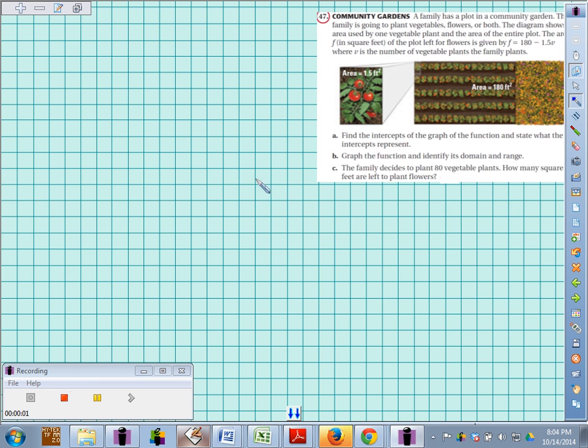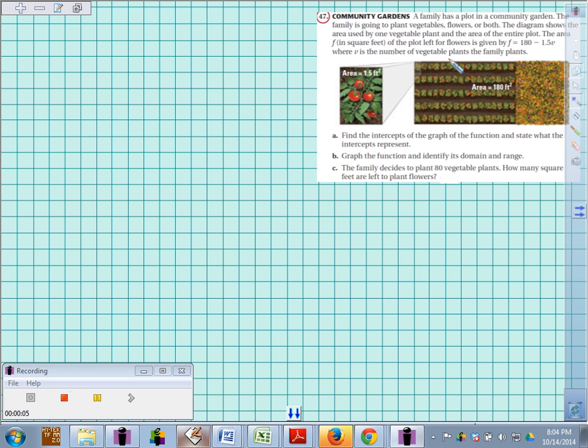In number 47, a family has a plot in the community garden. The family is going to plant vegetables, flowers, or both. The diagram shows the area used by one vegetable plant and the area of the entire plot. The area F in square feet of the plot left for flowers is given by the equation F equals 180 minus 1.5V, where V is the number of vegetable plants the family plants.